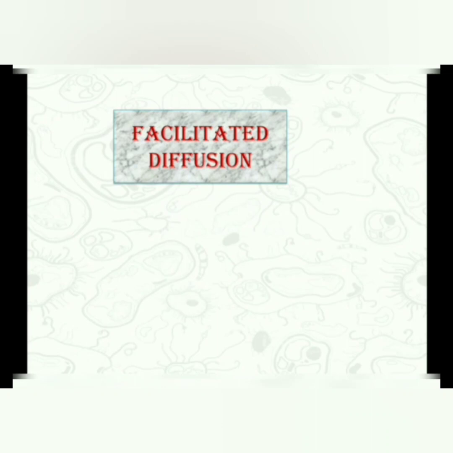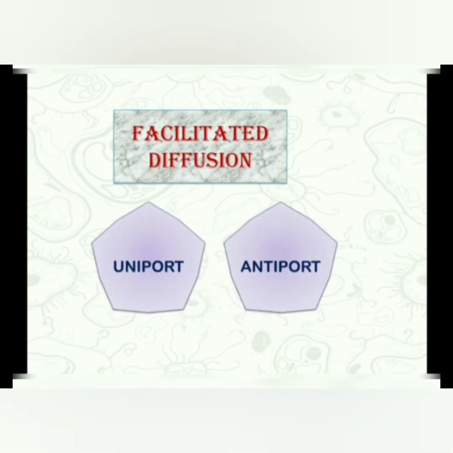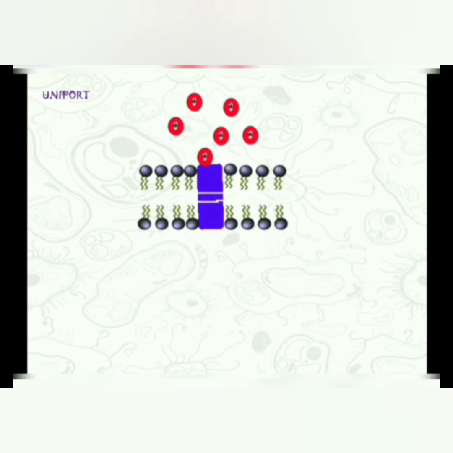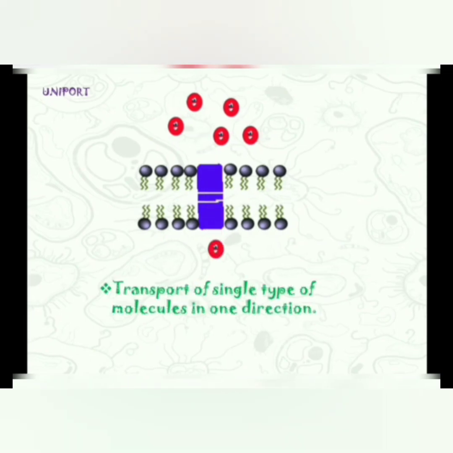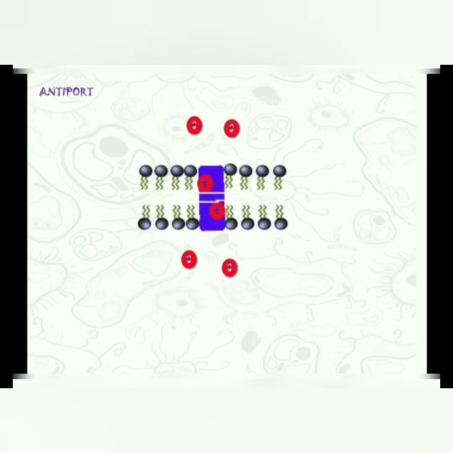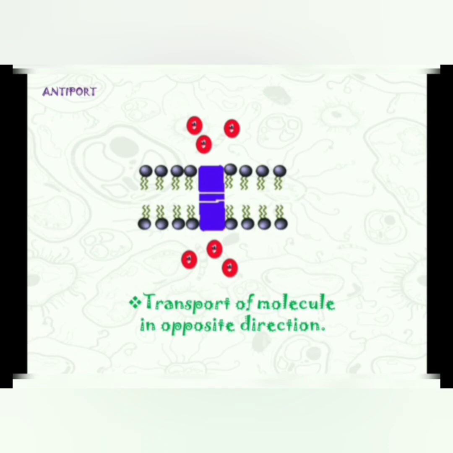Based on direction of movement of molecules, facilitated diffusion can occur by uniport and antiport. Uniport: transport of a single type of molecule in one direction. Example, absorption of fructose. Antiport: transport of molecules in opposite directions. Example, chloride bicarbonate exchanger.